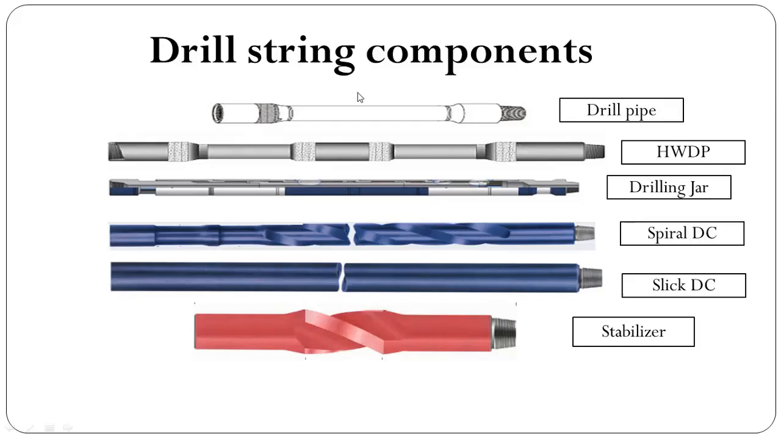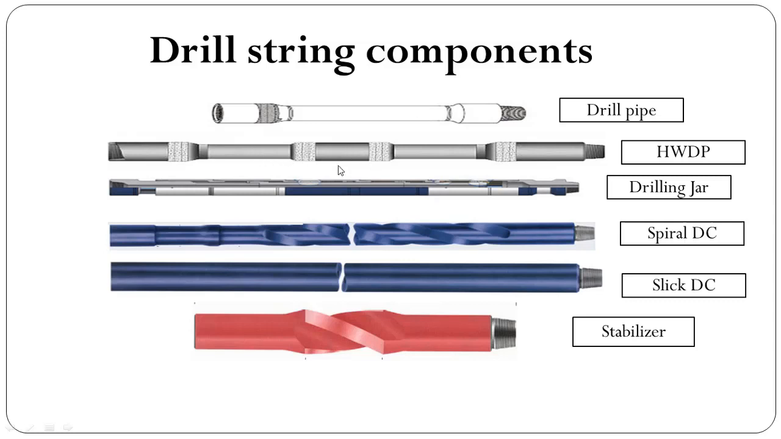Welcome back. So the first and basic component of the drill string is drill pipe. This is hollow steel drill pipe with tool joint, pin and box. The drill pipe may be of different grade, weight and connection.